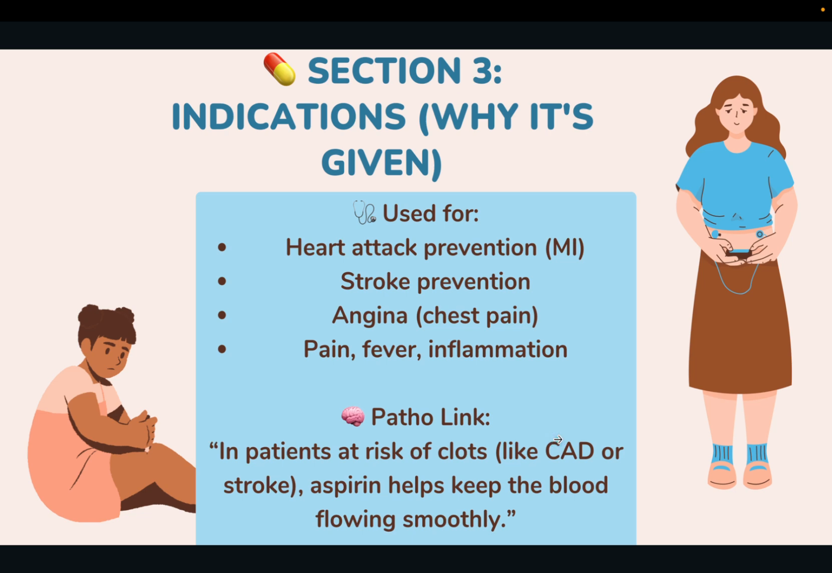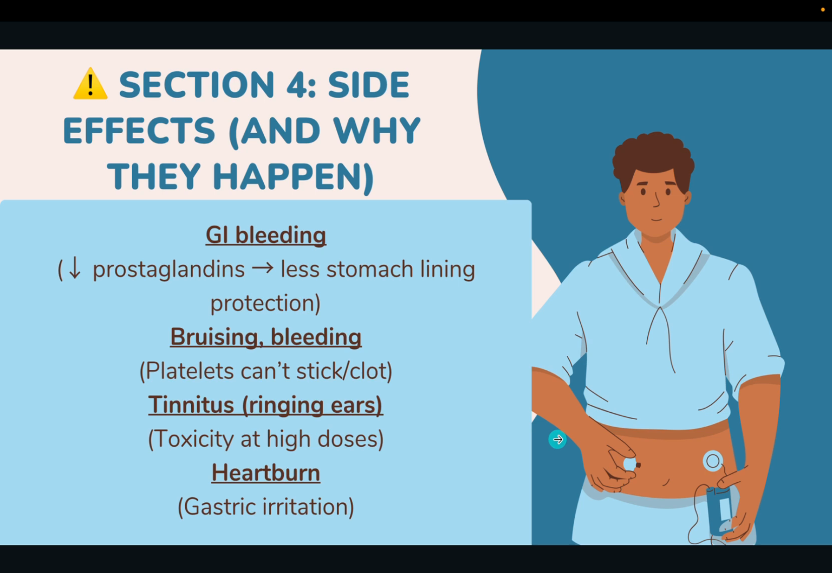Now, let's go over why it is given to a patient. Why does a patient need it? Mostly it's for heart attack prevention and stroke prevention. So in patients who are at risk of clots, for example, if the patient already had a stroke, we know stroke is caused by clot formation. So now aspirin is preventing these clots because the platelets are not coming together, not forming that meshwork at the injury site. So now the blood is free to move. That's as simple as that.